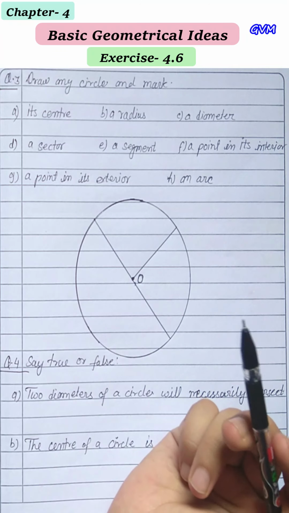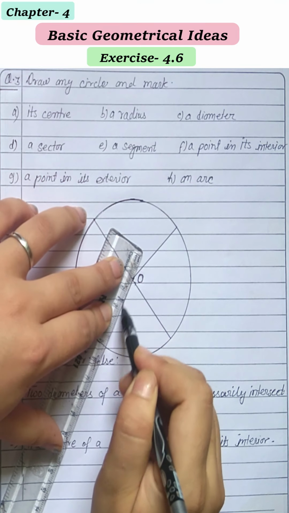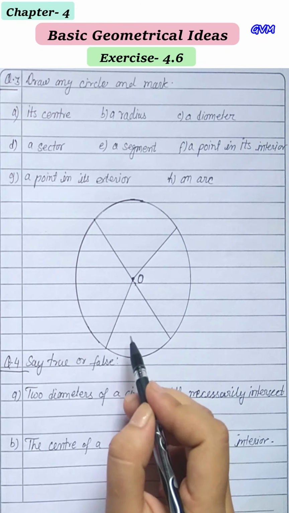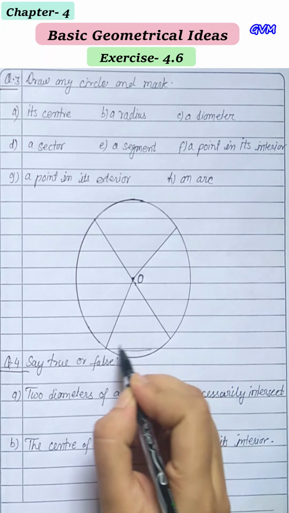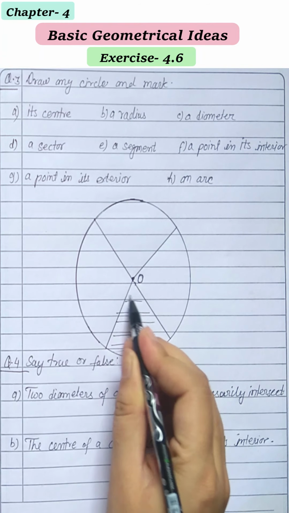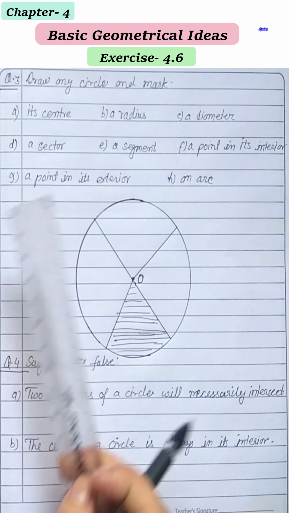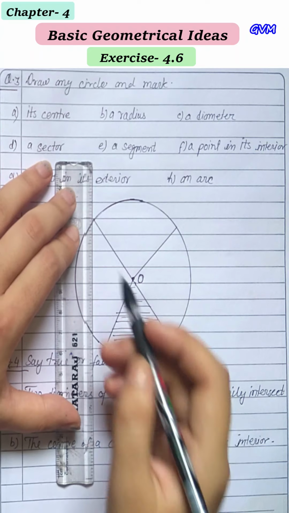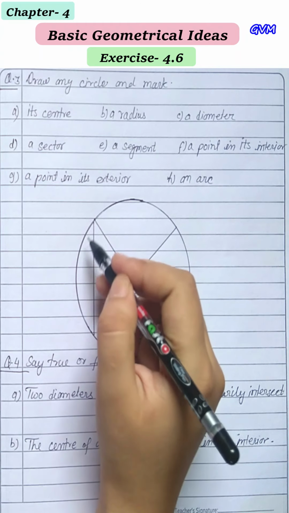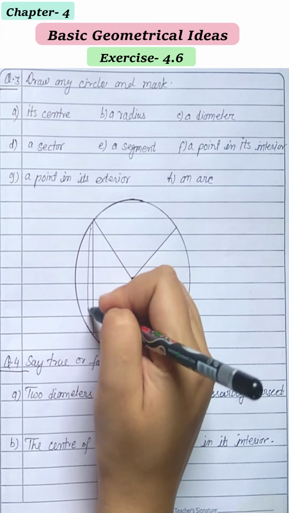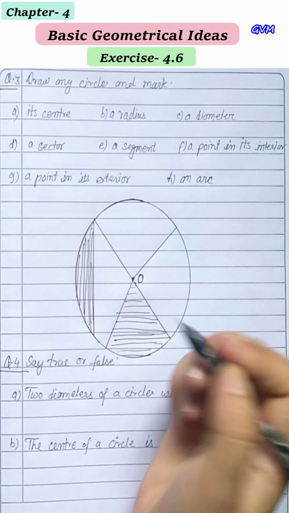D is a sector. So sector, as I said, is this part, enclosed with one side with arc and other two side with radii. So this shaded part is our sector. Now a segment. So segment is area between a chord and arc. Let's shade it. So this is a segment.